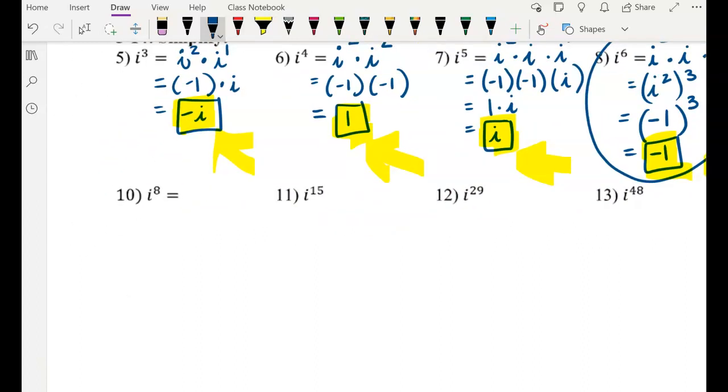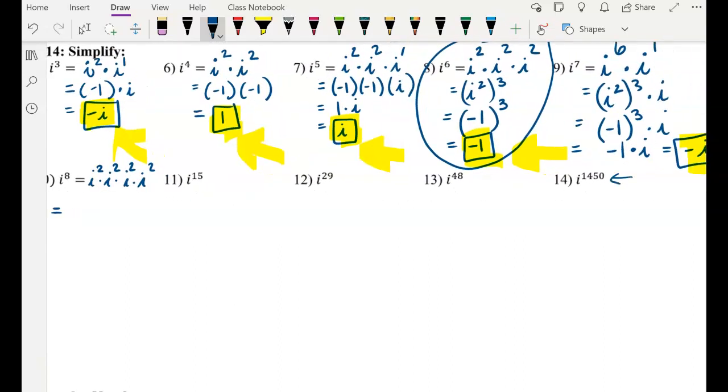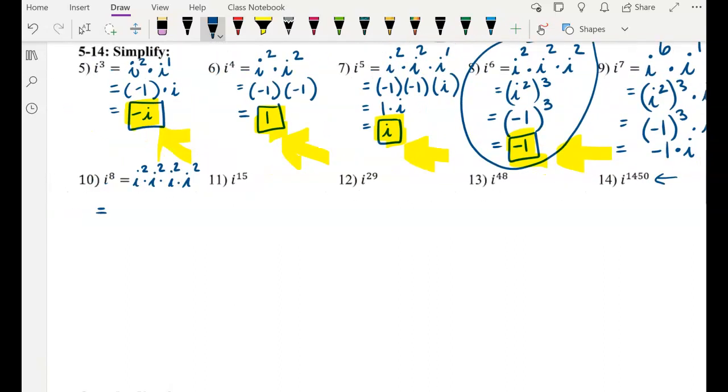So we can definitely make 4 sets, okay? 4 sets of i squared. So what I mean by that is i squared times i squared times i squared 4 times. But that sometimes, especially when we give you powers in the thousands, are you going to sit here and write out that many pairs?